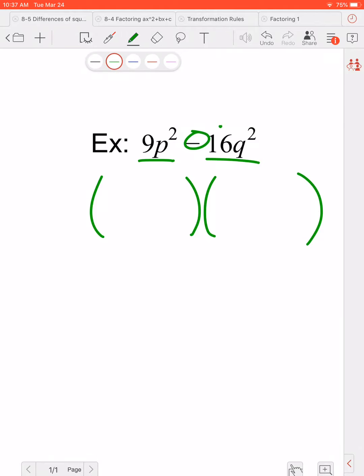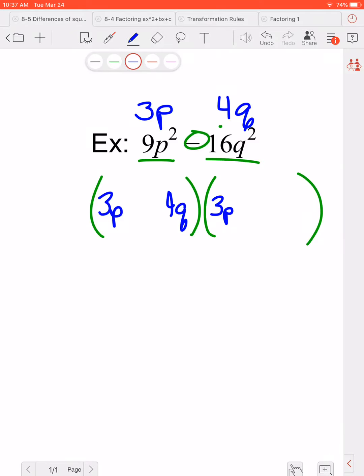The square root of 9 would be 3. The square root of p squared would be p. And the square root of 16 would be 4. And the square root of q squared we know is q, right? So 3p times 3p will give me 9p squared, and 4q times 4q will give me 16q squared.